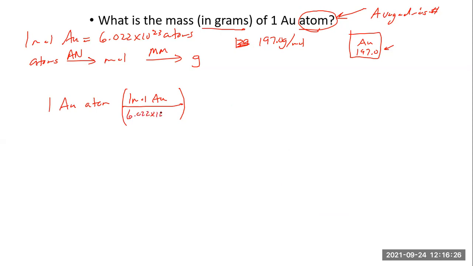6.022 times 10 to the 23 atoms. If we stop the calculation right at this point, the atoms will cancel. We're left with moles, which takes us to this part. We now could continue on with the calculation. You could also get an answer if you wanted to and then continue on, but I'm just going to continue on with the calculation.